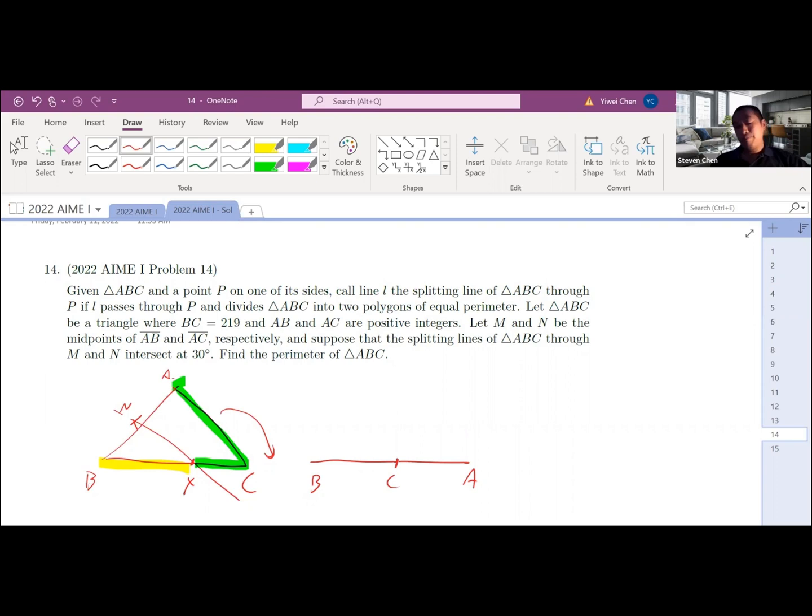Okay. And analogously, let's use the same intuition to understand the splitting line that passes through the other midpoint, that is the midpoint of AC. Let me redraw this triangle ABC. Recall that N is the midpoint of AC. So let me use the notation Y to denote the point where the splitting line that passes through the point N meets this triangle.